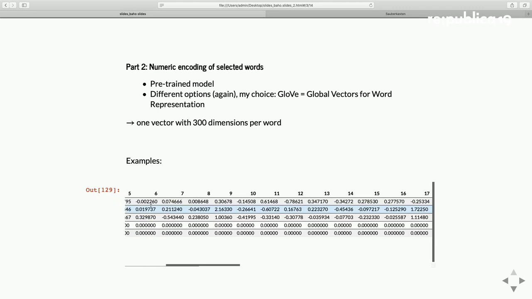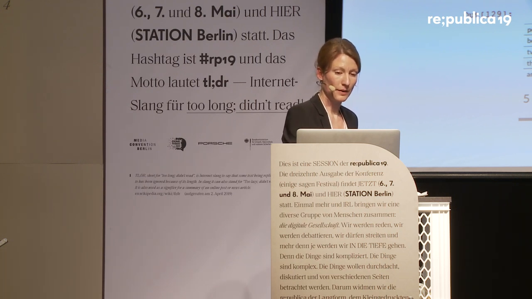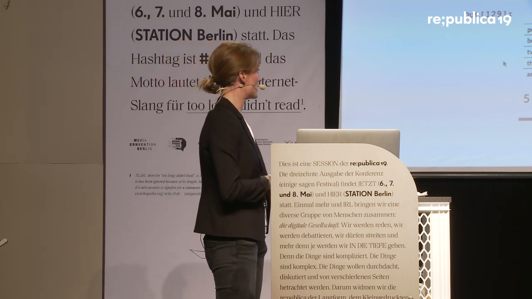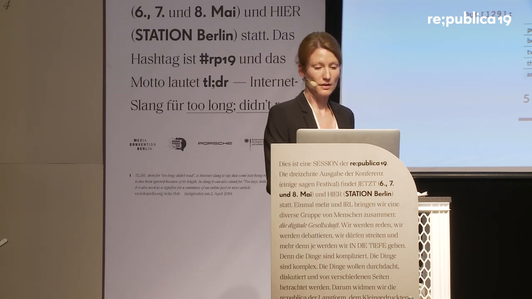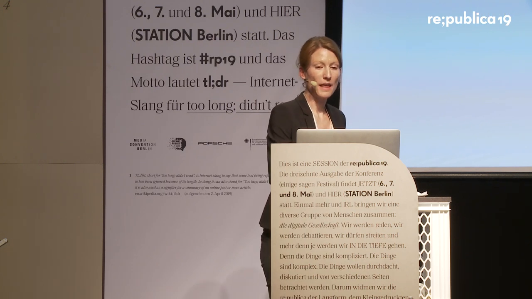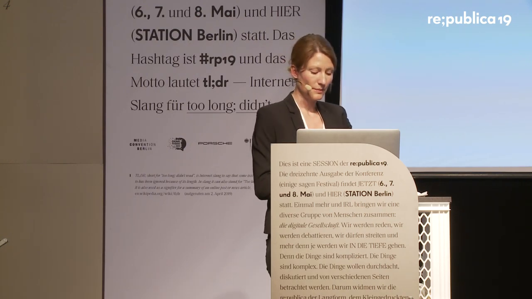It's not that I can interpret any of these features directly. Okay, and then I want to show you, if you plug in something rubbish, this is not a word, I plugged in "this is not a word", and I received just zeros. And then this is a lake, Ammersee, in the south of Munich. It also wasn't recognized by this pre-trained model. These would be the picked words from the campaign data, love, short, dance, and so forth, would be the top words selected. Okay, so finally about the design.